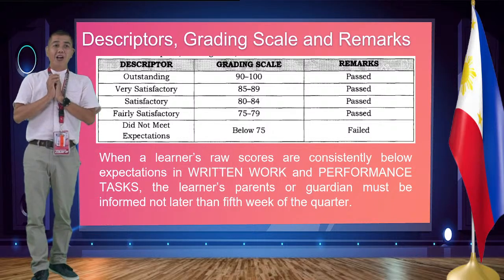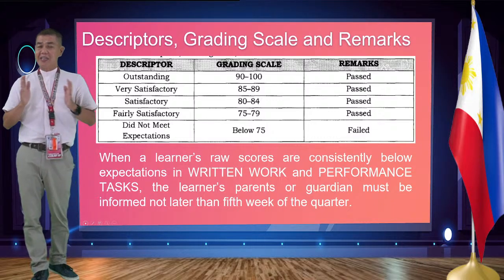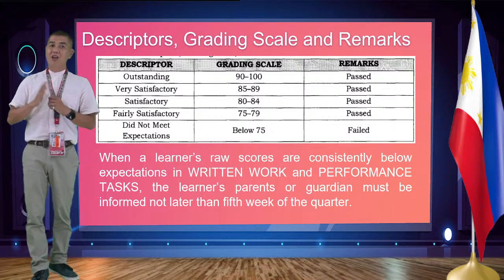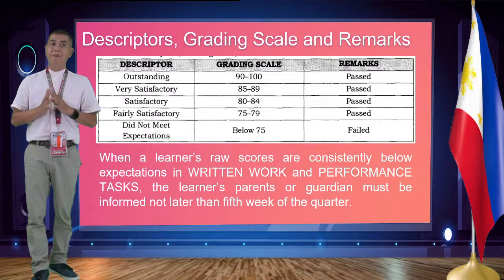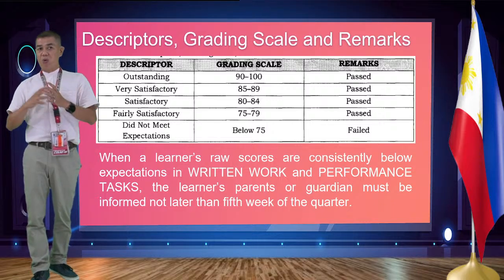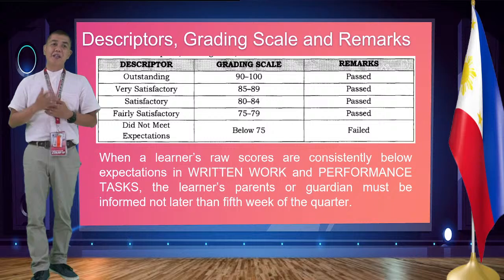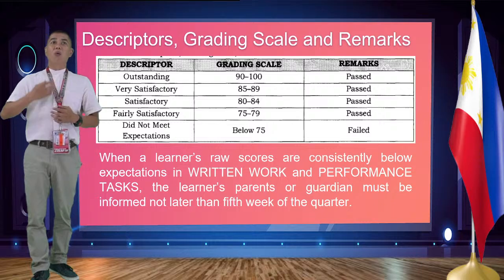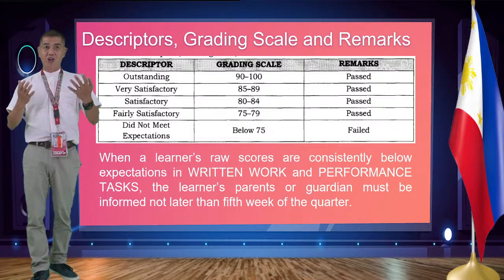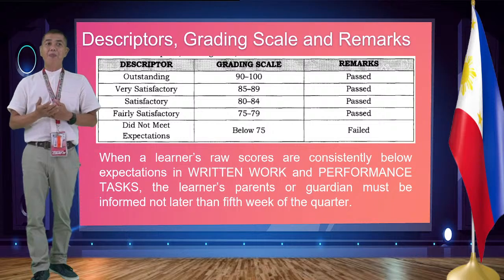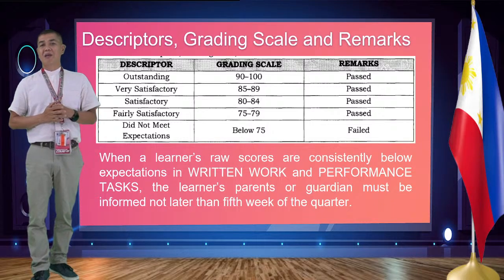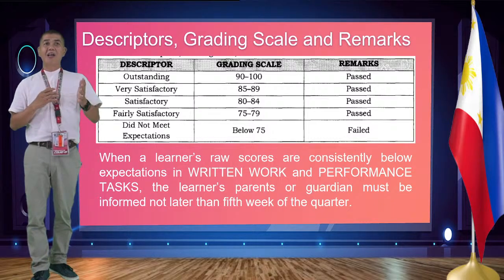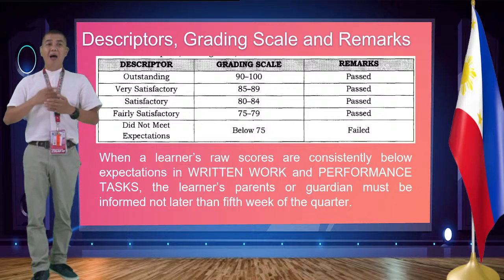So, when a learner's raw score is consistently below expectation in written work and performance tasks, the learner's parent or guardian must be informed not later than the 5th week of the quarter. Why? So that we, the teachers, can give intervention to our learners so that they can cope up for their next quarter. Huwag po nating pababayaan, mga guro, na nakita natin na kulang, dapat po maagapan kaagad.